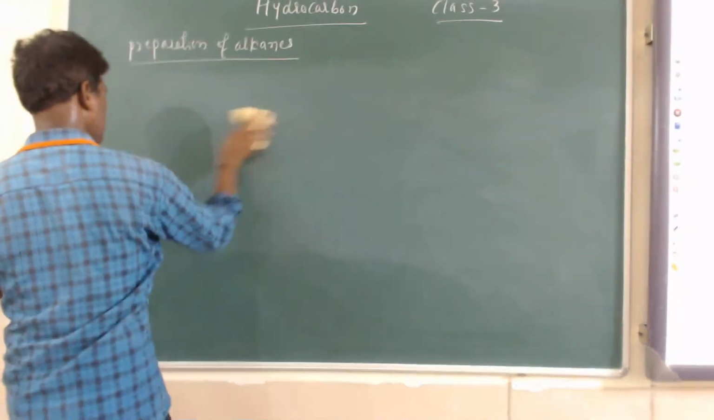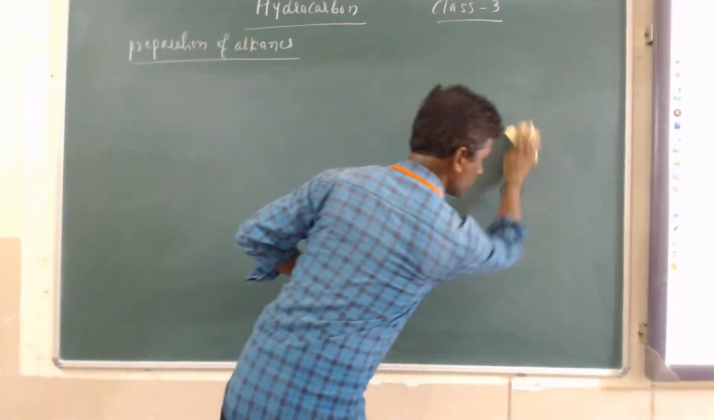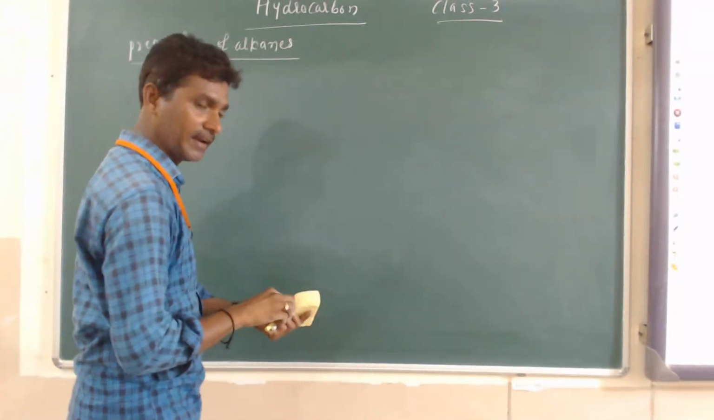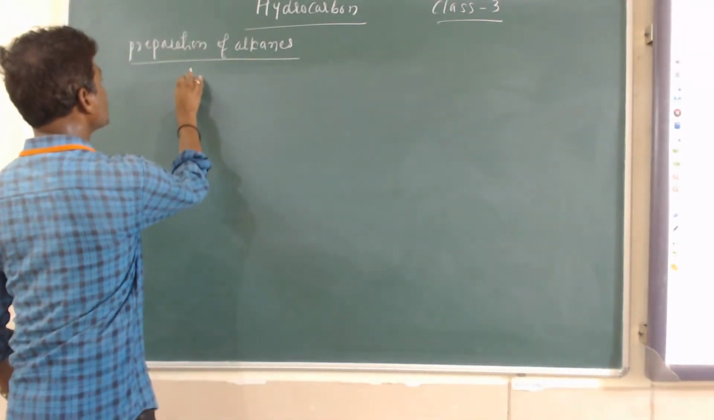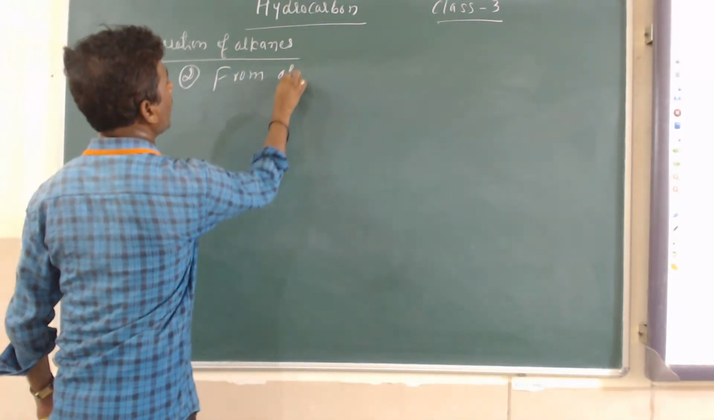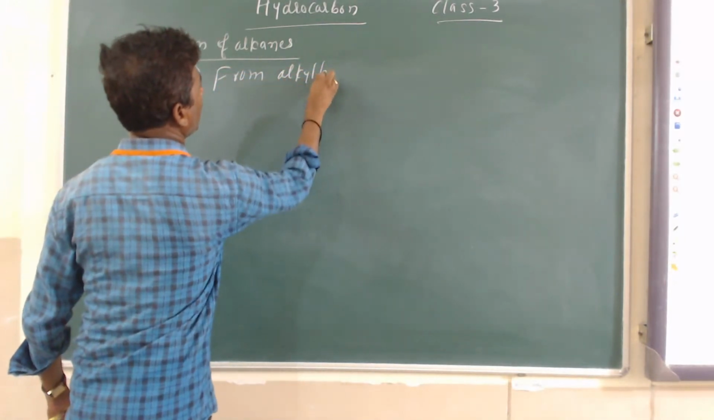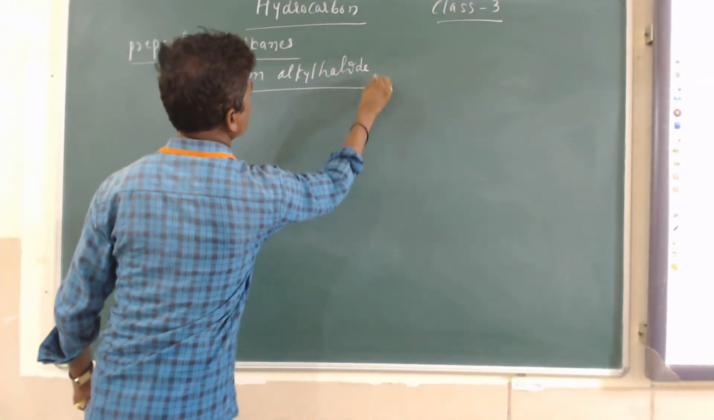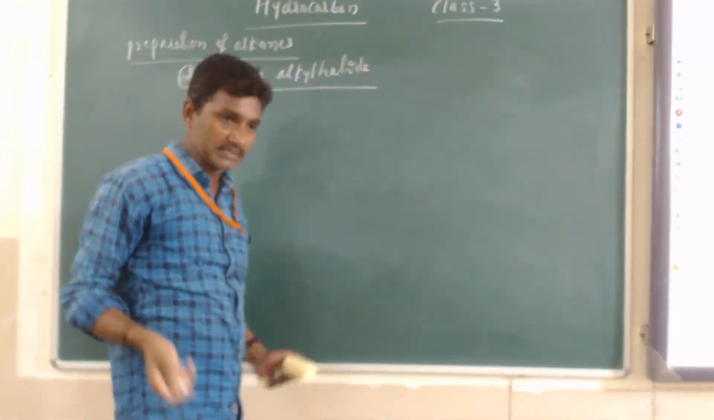Okay, my dear students. Now we are discussing the preparation of alkane. The second method of preparation is very important. The second method of preparation is from alkyl halide. What is this alkyl halide? First I will discuss alkyl halide.